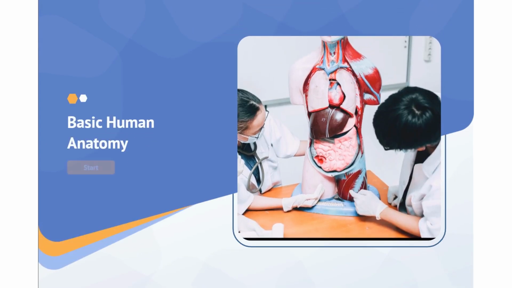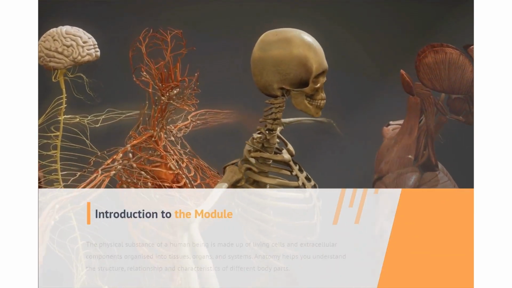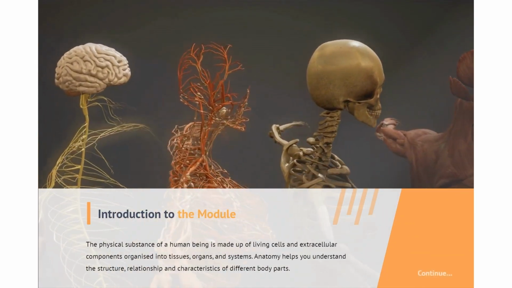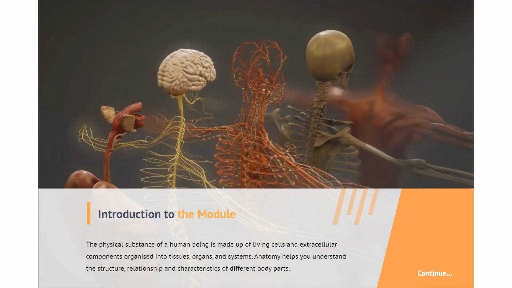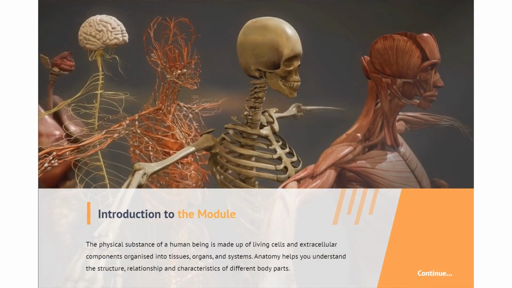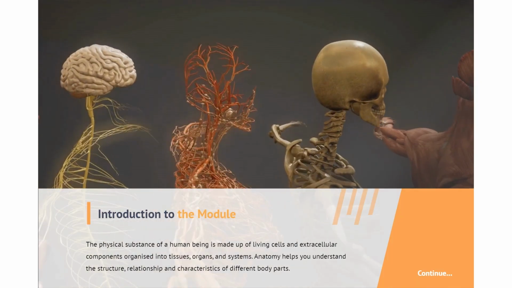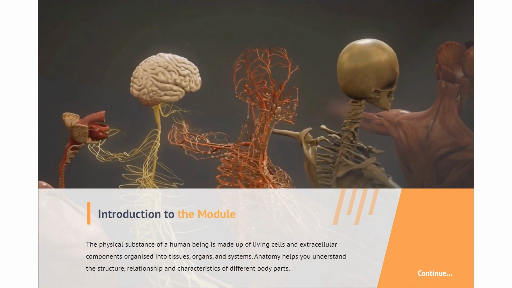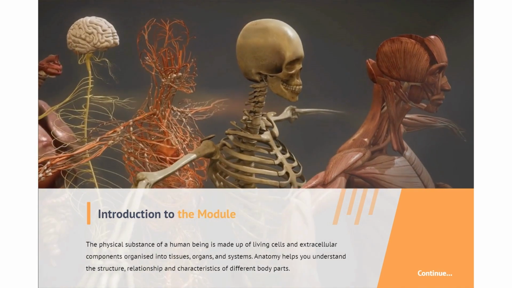Basic human anatomy. Introduction to the module. The physical substance of a human being is made up of living cells and extracellular components organized into tissues, organs, and systems. Anatomy helps you understand the structure, relationship, and characteristics of different body parts.